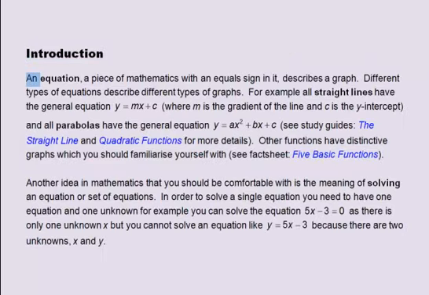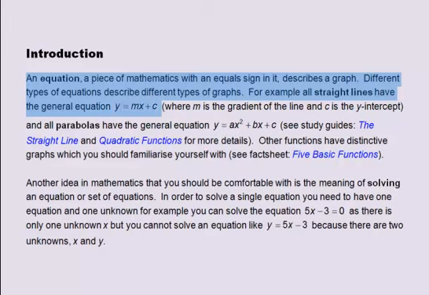Introduction. An equation, a piece of mathematics with an equal sign in it, describes a graph. Different types of equations describe different types of graphs. For example, all straight lines have the general equation y equals mx plus c, where m is the gradient of the line and c is the y-intercept. And all parabolas have the general equation y equals ax squared plus bx plus c. See study guides, the straight line and quadratic functions for more details.